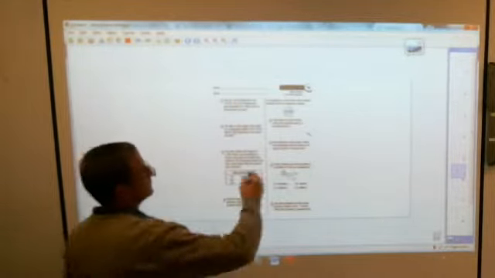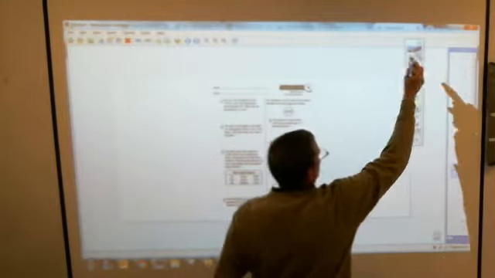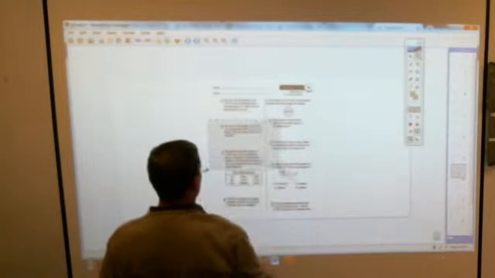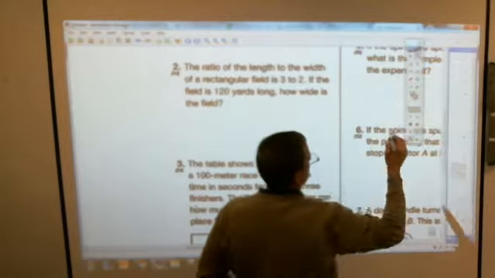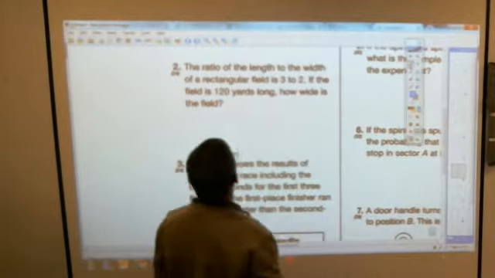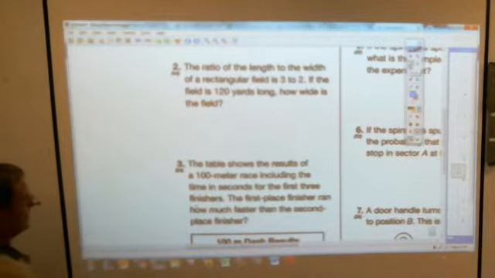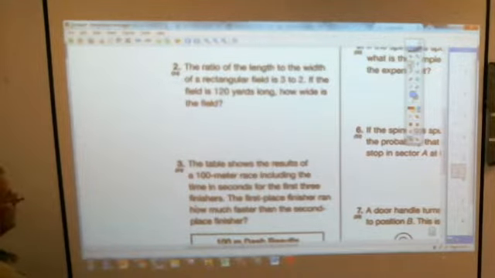All right, somebody asked me a question over there. So for what? I'll write number 2. Number 2. The ratio of the length to the width of a rectangle of the field is 3 to 2. If the field is 120 yards long, how wide is the field?